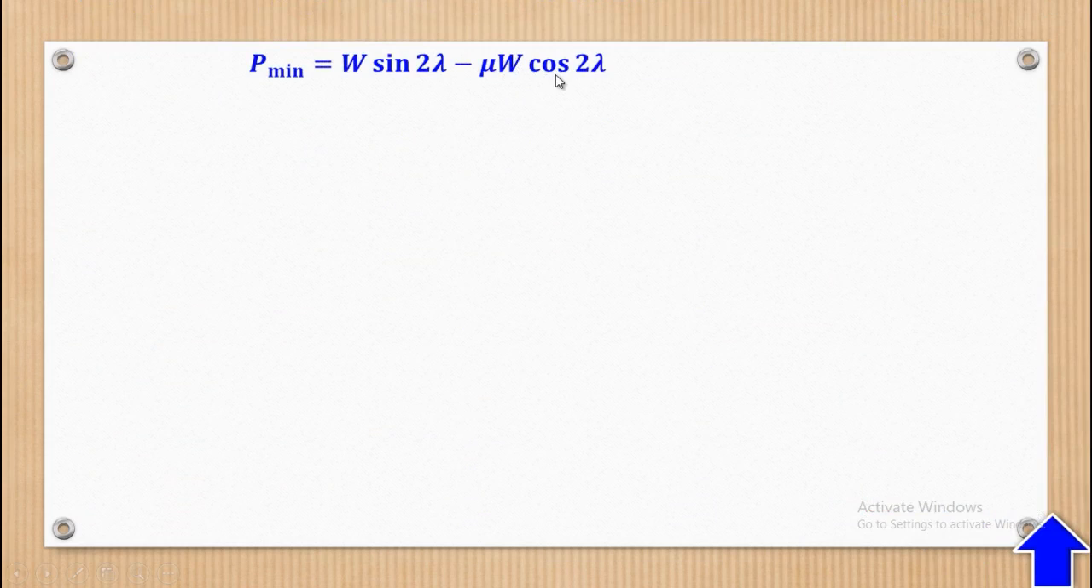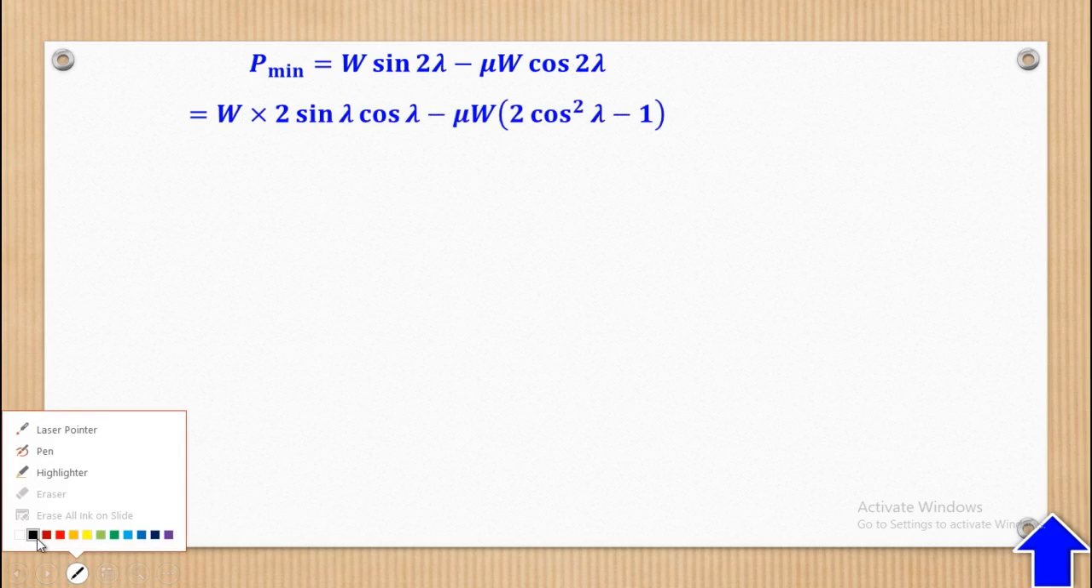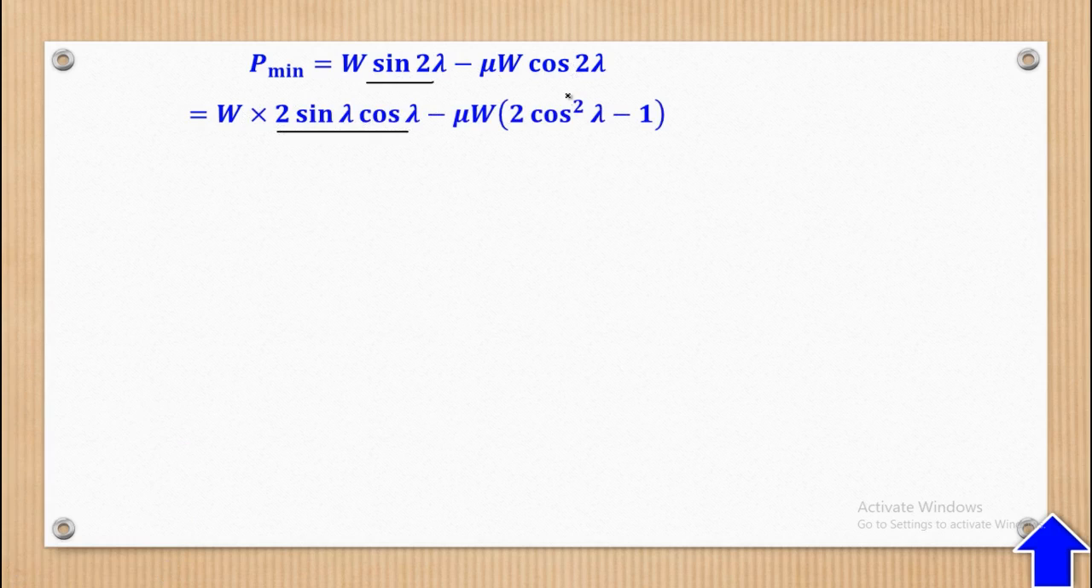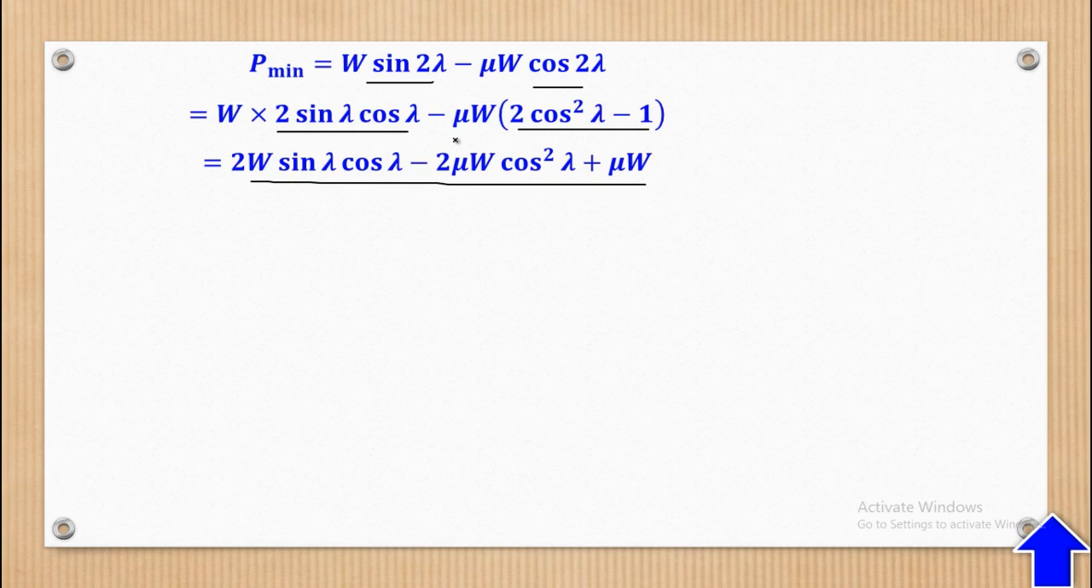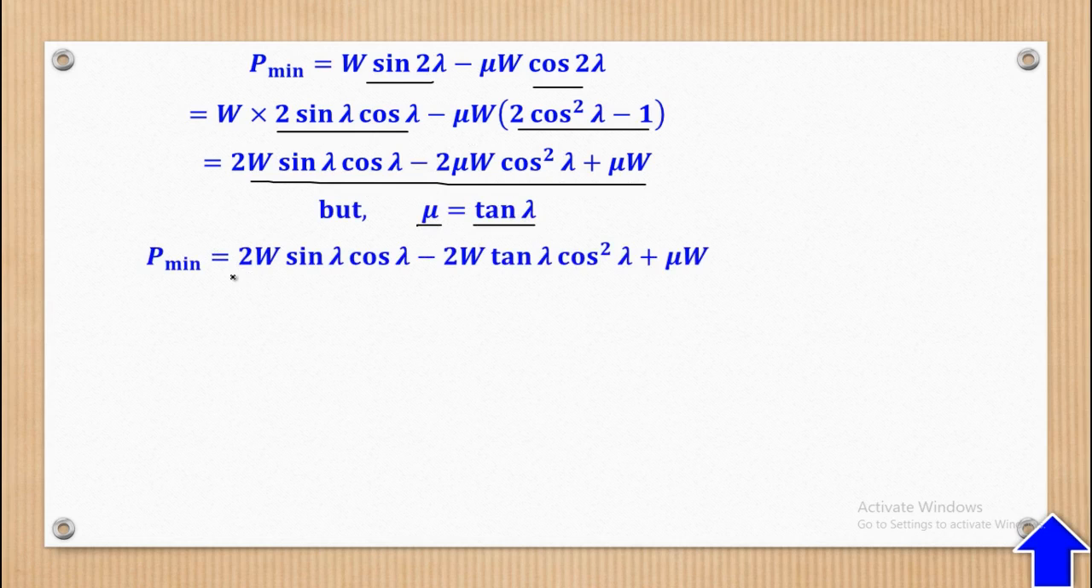Now we know that R is W cos lambda, so we shall substitute there. Then we know that sine 2 lambda is the same as 2 sine cos, which is that, and cos 2 lambda is the same as 2 cos squared minus 1, which is that. Therefore, here when I open this bracket, I'll come up with this line, and when I remember that mu is equal to tan lambda, it implies that P minimum will now be equal to 2w sine lambda cos lambda minus 2w tan lambda cos squared lambda plus mu w.